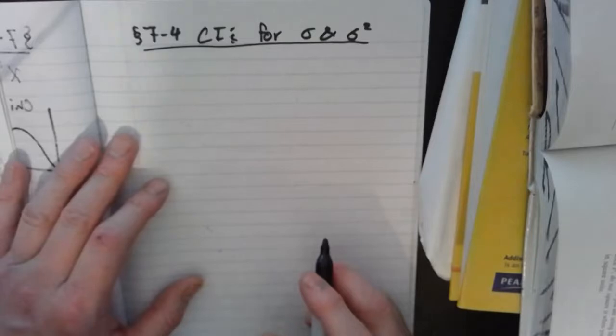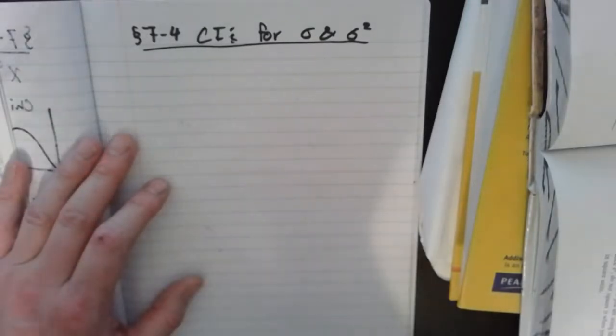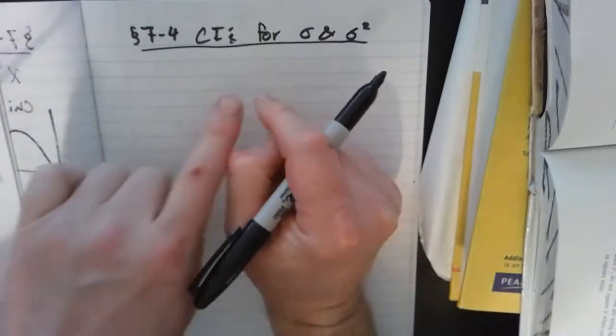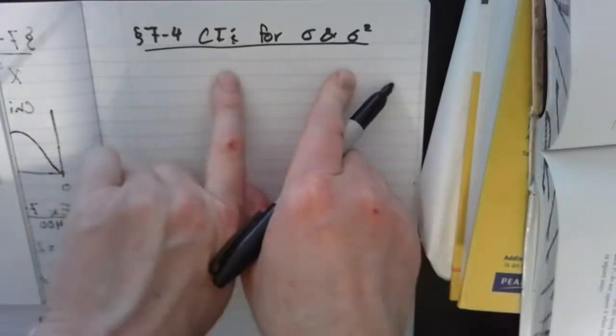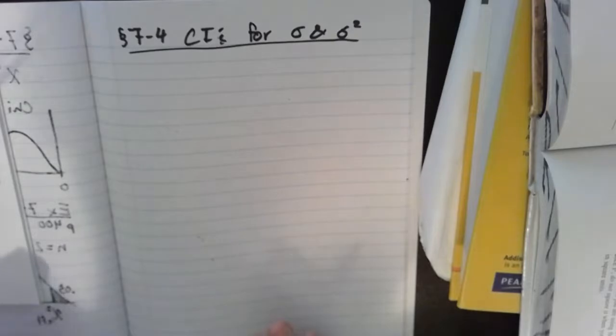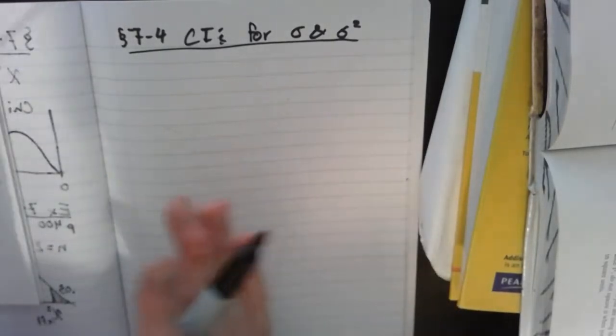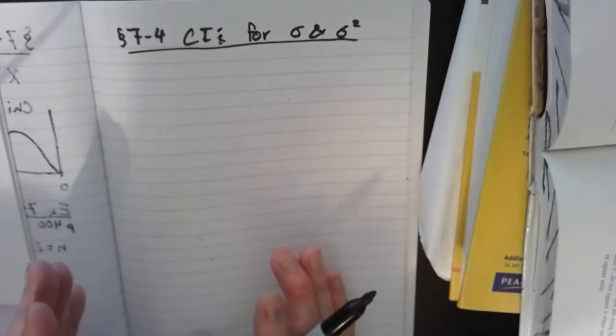So here we don't have one centralized point, and then we add a little bit and we subtract a little bit, because the chi-squared distribution is skewed, right? So it is not symmetric. So we're not going to have this principle of finding the margin of error and adding and subtracting.